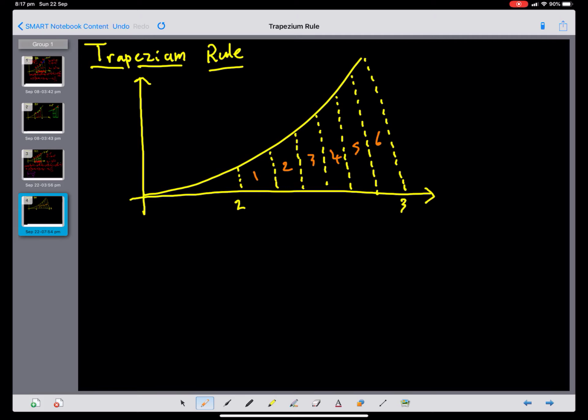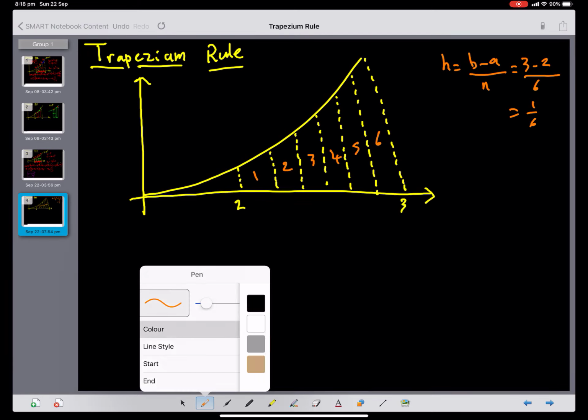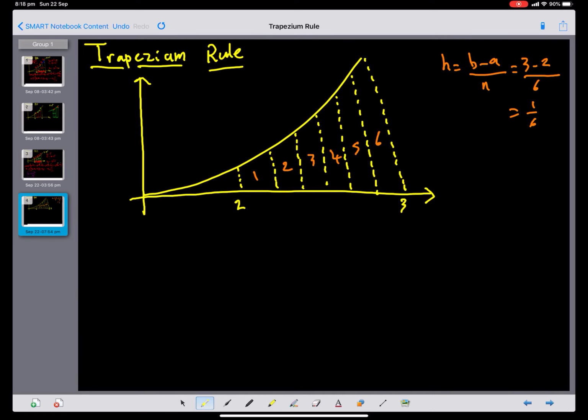So let's use our formula to find the height. Remember, the height was b minus a divided by n, or 3 minus 2 divided by 6. That just gives us 1 over 6. Okay, so this is going to get messy because we have to fit each of these onto the graph here. So let's just write 2 and 1 sixth, 2 and 2 sixths, 2 and 3 sixths, 2 and 4 sixths, and 2 and 5 sixths.